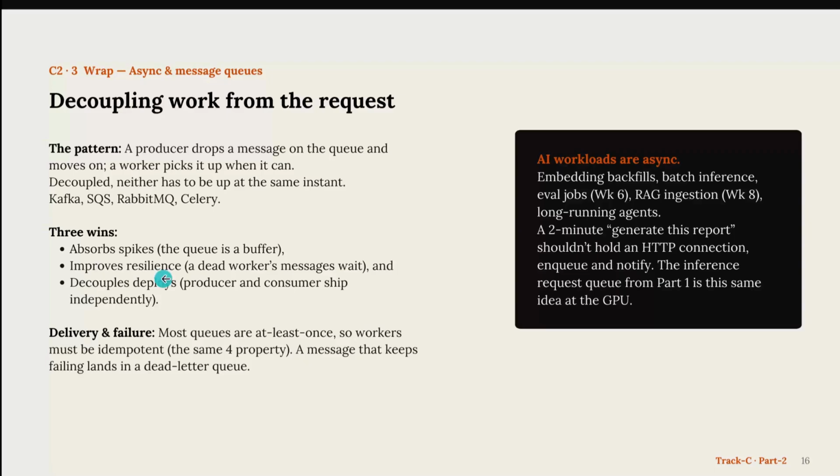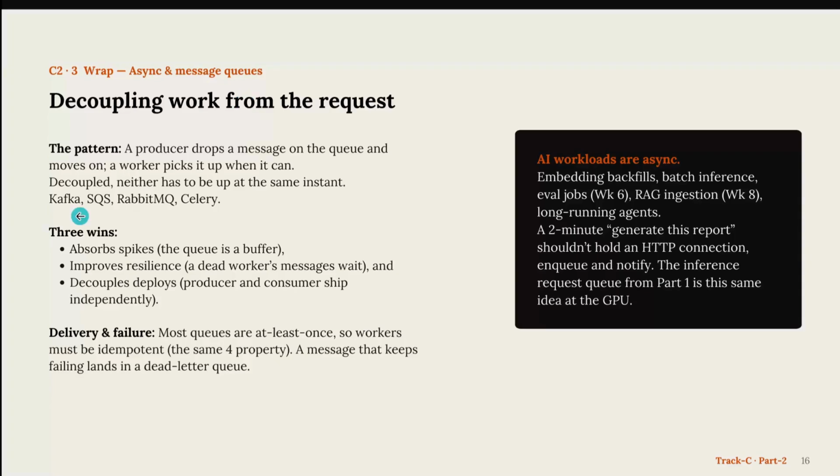Improves resilience. Yeah, a dead worker's messages will keep waiting until the next worker picks them up and resolves them. It decouples deploys. When a producer and consumer are able to ship independently, we have a better chance of building systems that are reliable, easy to integrate, and so on. So decoupling the deployment is also one of the good features where asynchronous messages or queues win.